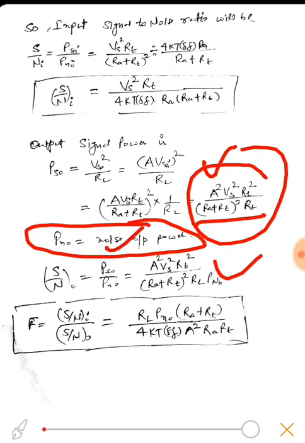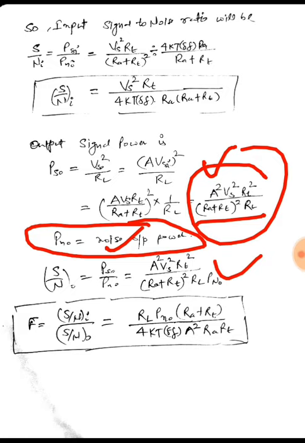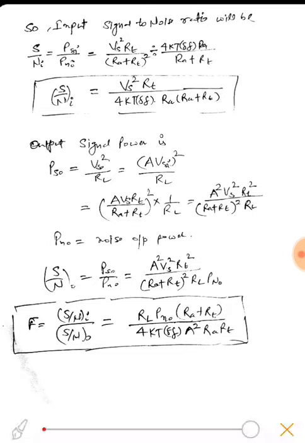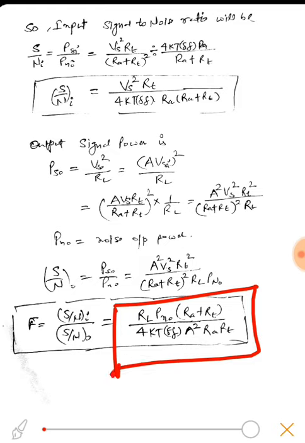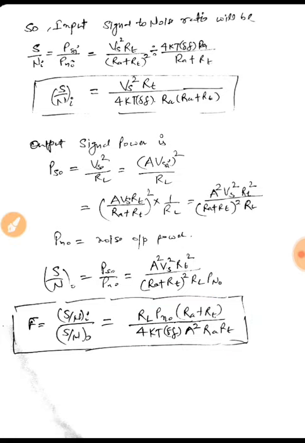Now what is noise figure? Noise figure is the signal to noise ratio at the input of the receiver to the signal to noise ratio at the output. If we divide both, as we have already calculated both signal to noise ratios, it comes out to be this. If we know the input resistance, the source resistance and the output resistance, we can calculate the noise figure. Okay, so this is it for the lecture.